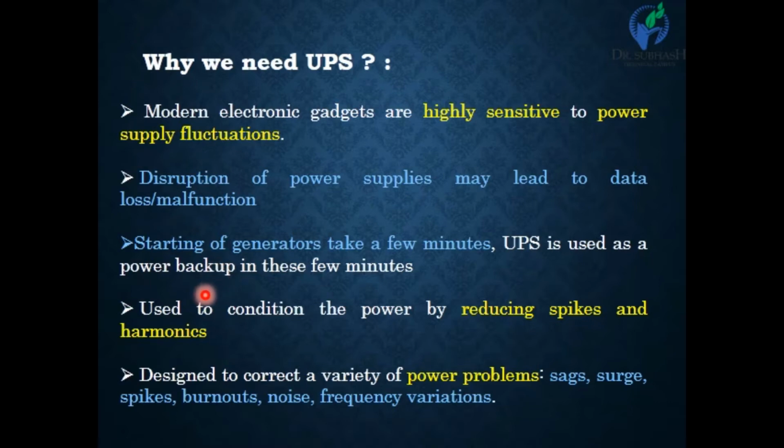Also, we have to know that the power supply provided by the distribution companies contains spikes and harmonics. The power problem is most common in the current situation. So there is voltage sag, voltage surge, noise and frequency variation in the power supply. To prevent this type of power supply problem and provide continuous power, we use a UPS.